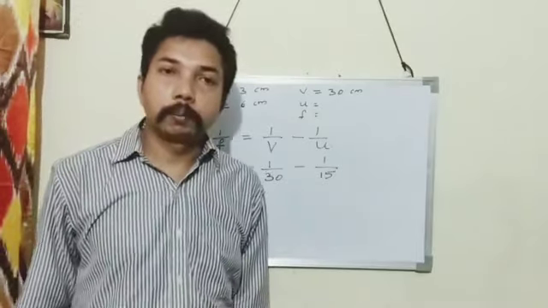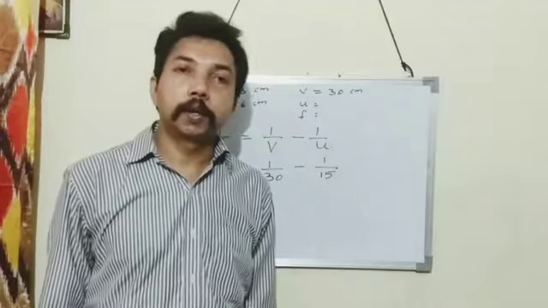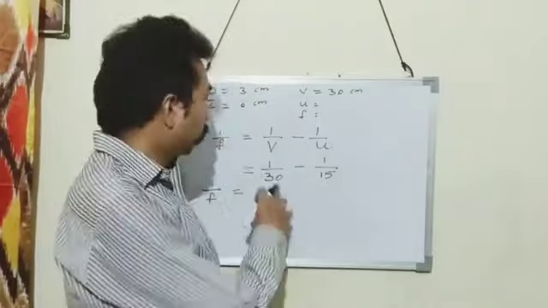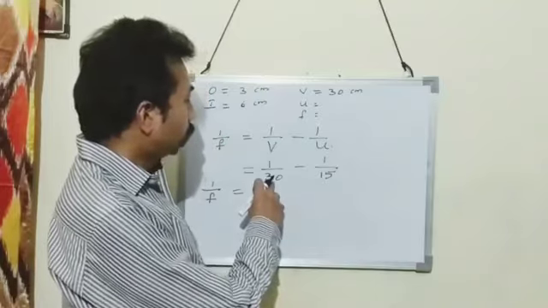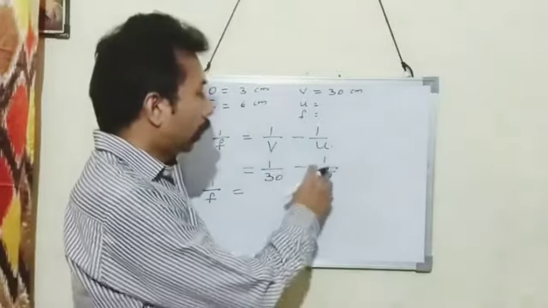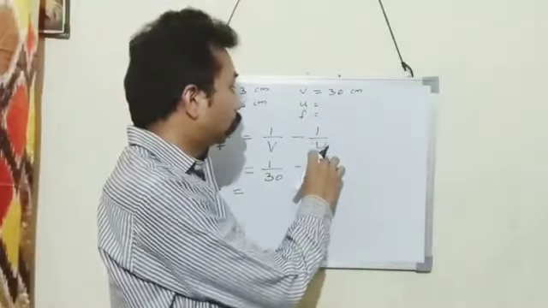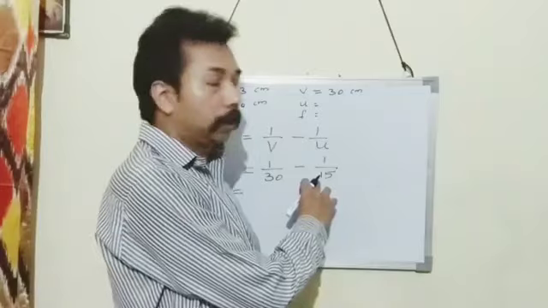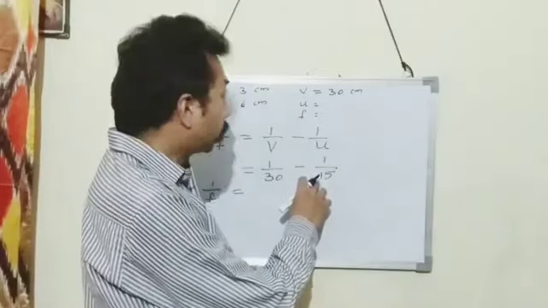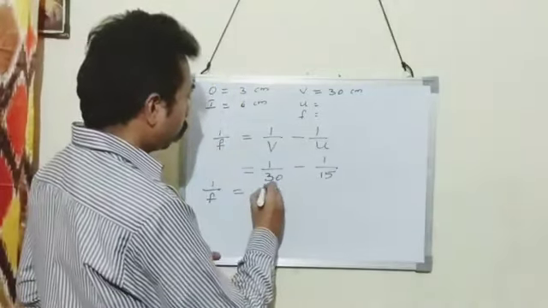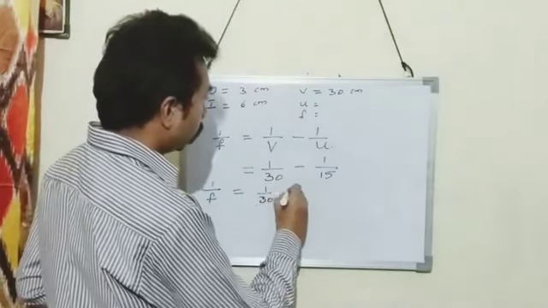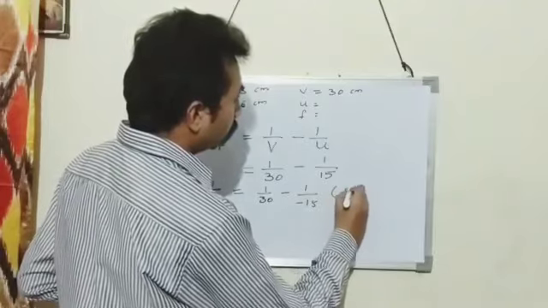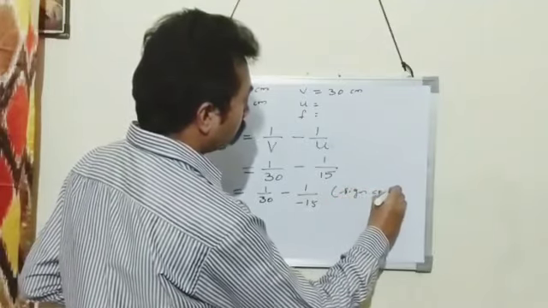The image is formed behind the lens, so that is measured in the direction of the incident ray. So in the case of V, there is a positive sign, and in the case of object distance U, there is always a negative sign, since it is measured opposite to the direction of the incident ray. Then it will be 1 upon F is equal to 1 upon 30 minus 1 by minus 15. Here what we did, we applied the sign convention.